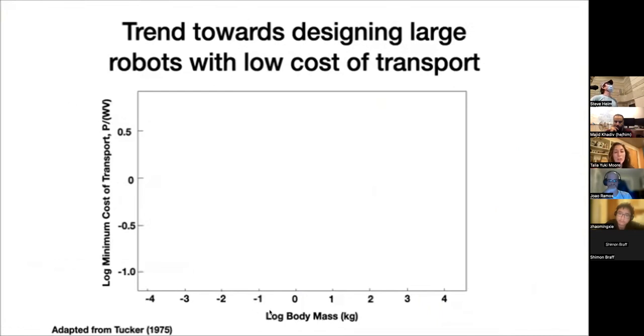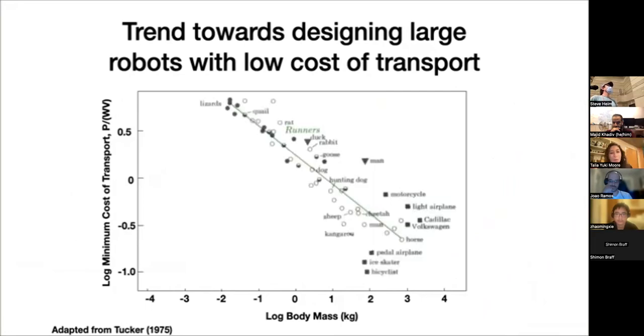Here we have log body mass on the x-axis, and then we have the cost of transport on the y-axis, which is basically how much energy it takes to move a kilogram of your mass for 1 meter or 1 kilometer. And what you see here is there's kind of this diagonal trend towards the lower right corner, right? Small animals tend to have a higher cost of transport, and then larger animals tend to have a lower cost of transport. So they're more economical in their locomotion. We also have things like ice skaters, airplanes, and cars and motorcycles here in this range because they're very efficient because a lot of them have wheels. And so this plot has been taken by a lot of the robotics community as almost being kind of a cost function. This concept of lower equals better in terms of cost of transport.